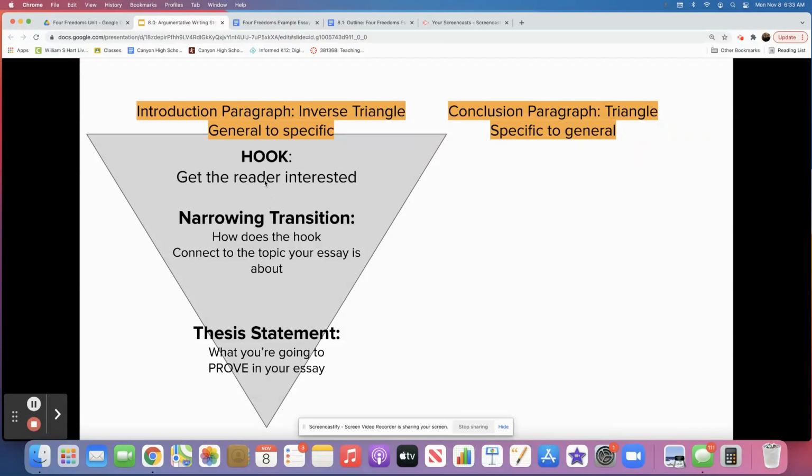So you have the hook to get the reader interested. You have your narrowing transition, right? How does the hook connect to your topics, to the topic of your essay? And then you have that final sentence, which is your thesis statement.